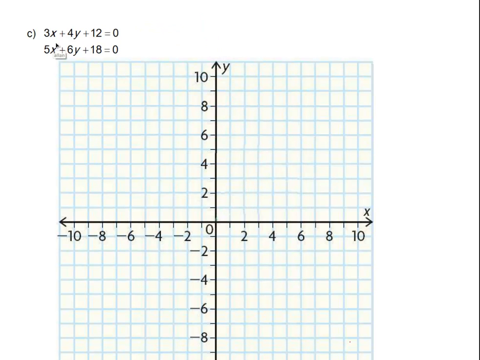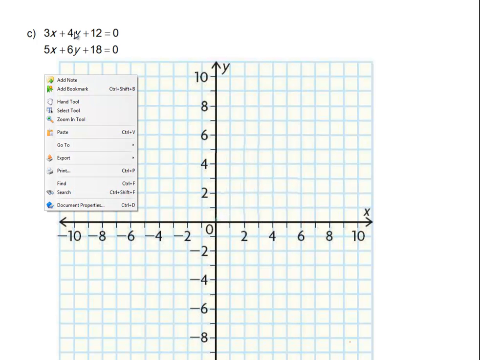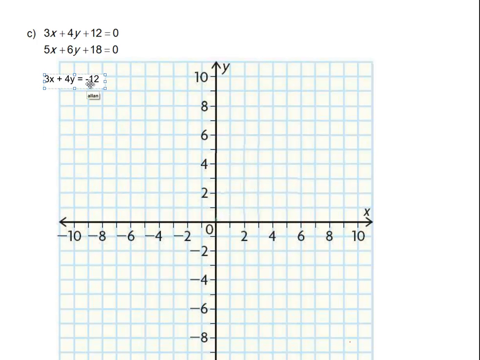The last one here, and I'm going to use the intercept method to graph at least one of these because the first two were both in y equals mx plus b form. So what I'm going to do first is rearrange this. So I'm going to subtract 12 from both sides, or bring the 12 over. And so that equation, the negative 12 would be on the right side.